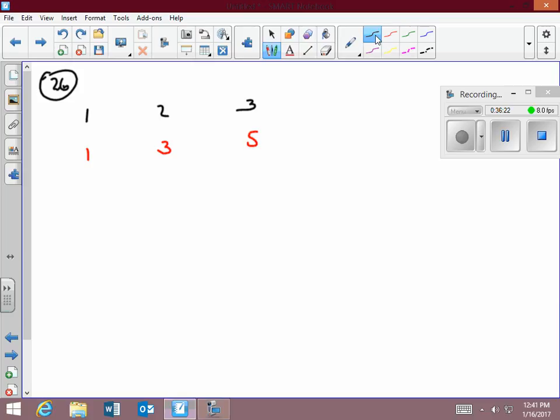We want to look at the fourth one. 19? Okay, 26. 19 would be right. So what did you use for a formula? I just drew one out, now I'm thinking ahead. How about 2n minus 1? That'd be right.